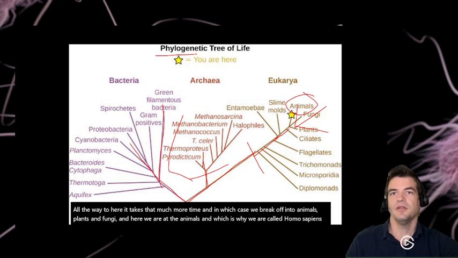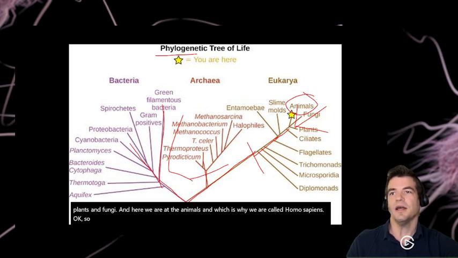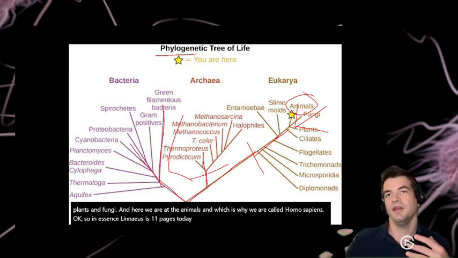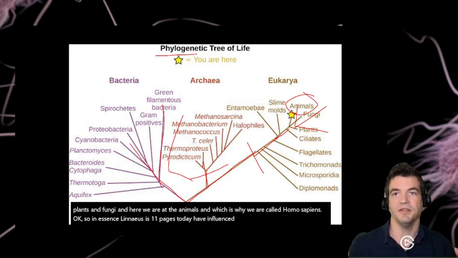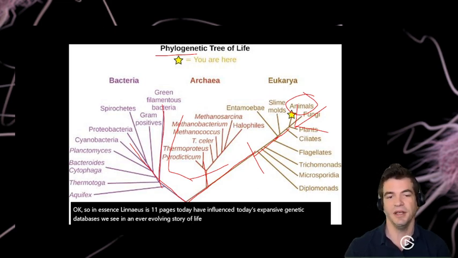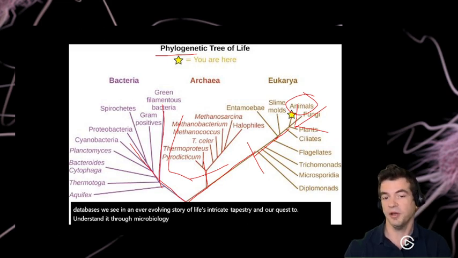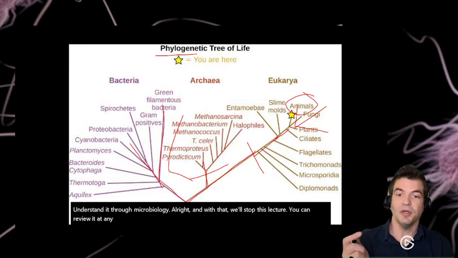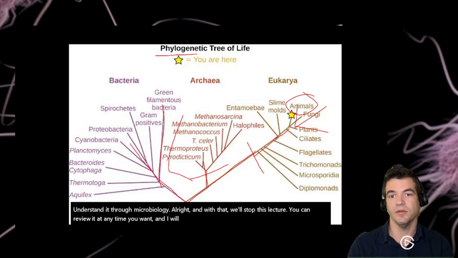So in essence, Linnaeus's 11 pages have influenced today's expansive genetic databases. We see an ever-evolving story of life's intricate tapestry in our quest to understand it through microbiology. All right, and with that, we'll stop this lecture. You can review it at any time you want, and I will go into the list of microorganisms on our next video.